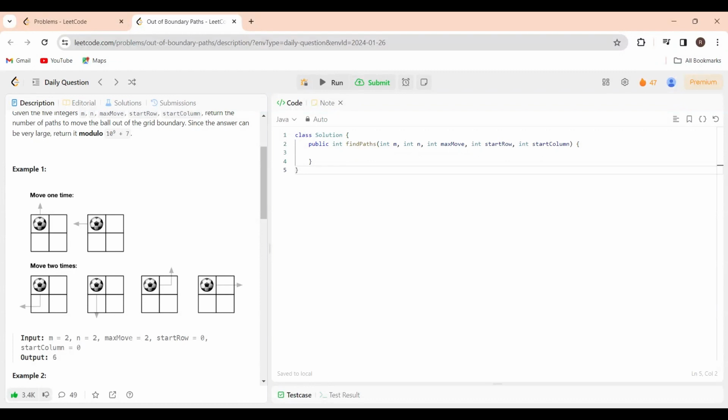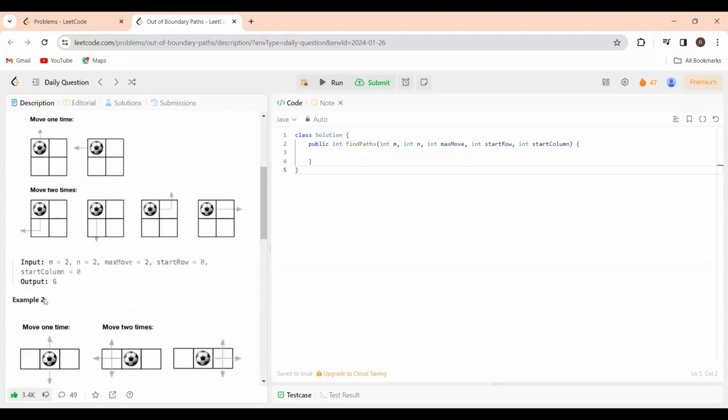the max moves are given as two only. So at most we have to apply only two moves. That's why we are not going in this path. Carefully observe, in this path we are not going. This takes around three moves, so we are not going in that path, and we do not consider that path as a valid path. Whatever moves we make should be at most max moves, and only then can we consider it a valid path. It should also go out of bound.